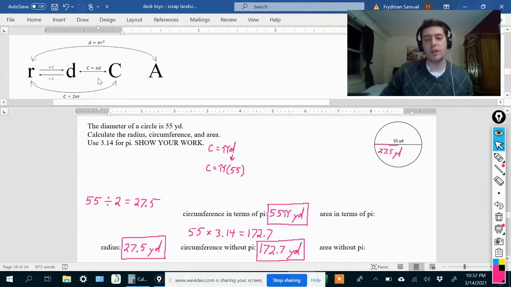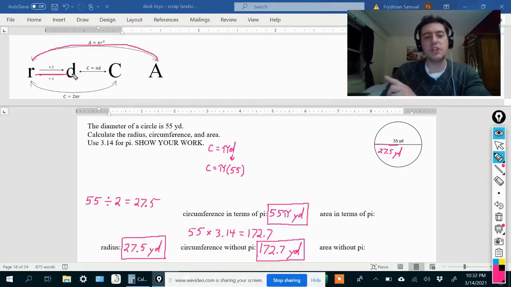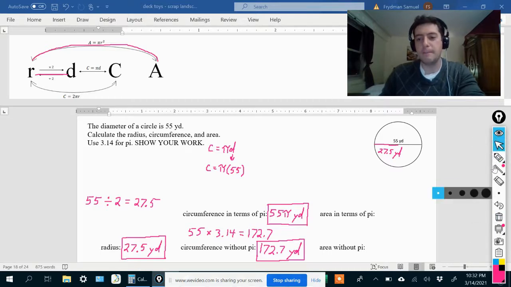So this is the route that we're going to take to get from D to A. We need to sort of go through R, and then from R, we can take this road over to A. So our strategy for getting from diameter to area is to divide by 2, and that's going to tell us what the radius is. And then once we know the radius, we can use this equation, A equals pi r squared, and plug the r in over there to figure out what the area is. Okay, so that's our strategy.